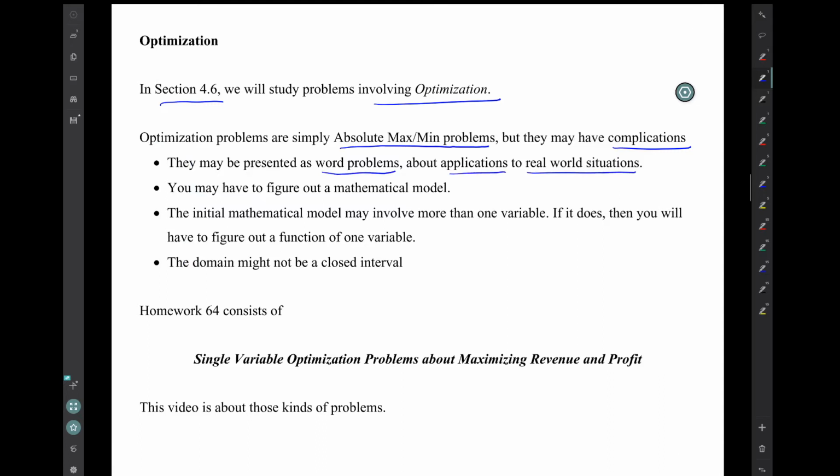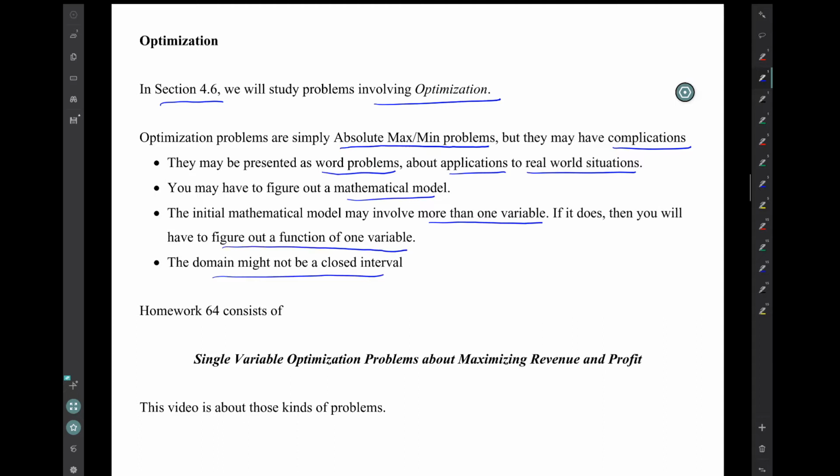You may have to figure out a mathematical model. That could be an equation. The initial mathematical model may involve more than one variable. If it does, then you'll have to figure out how to extract from that mathematical model a function of one variable. And the domain might not be a closed interval.